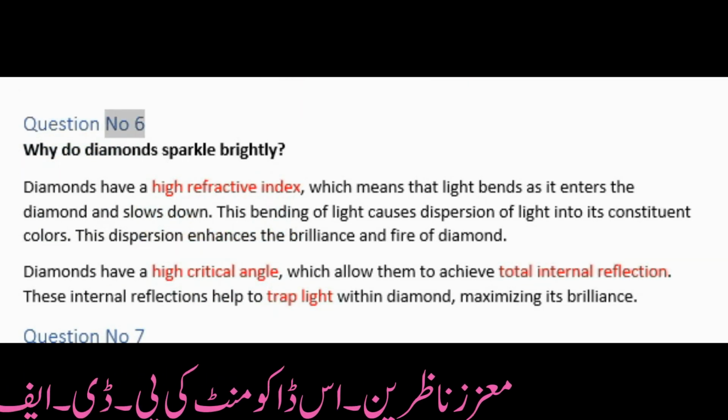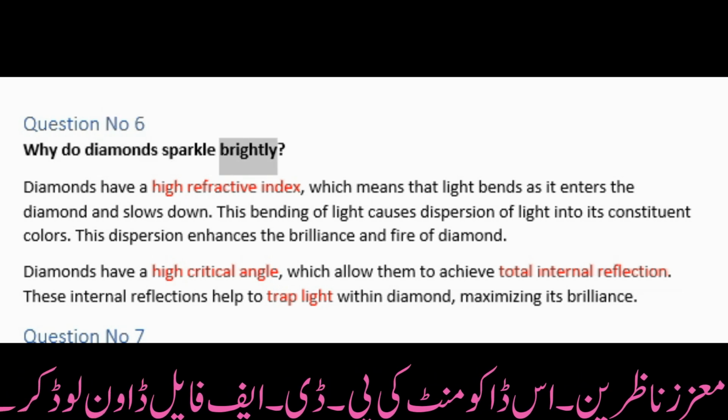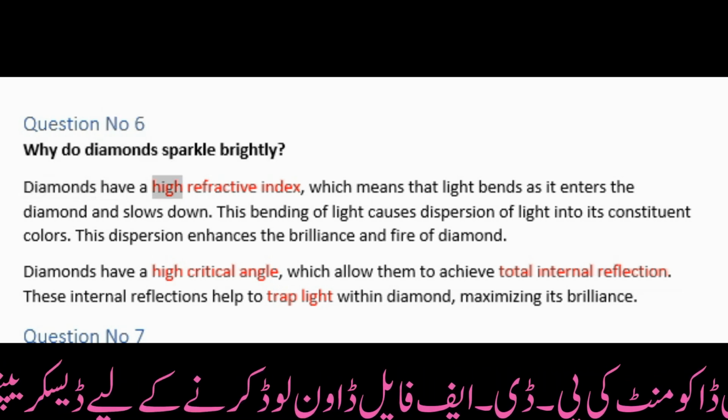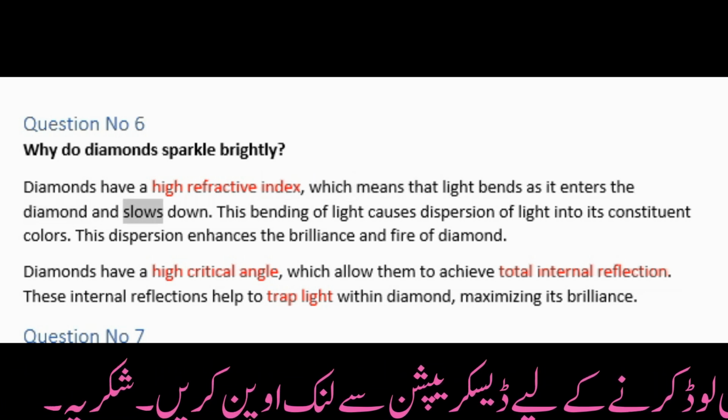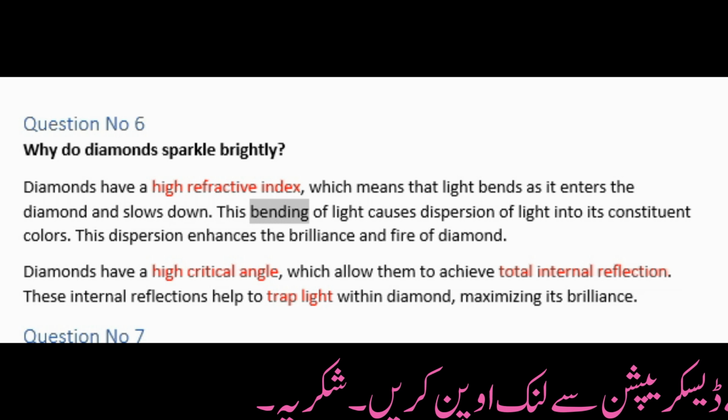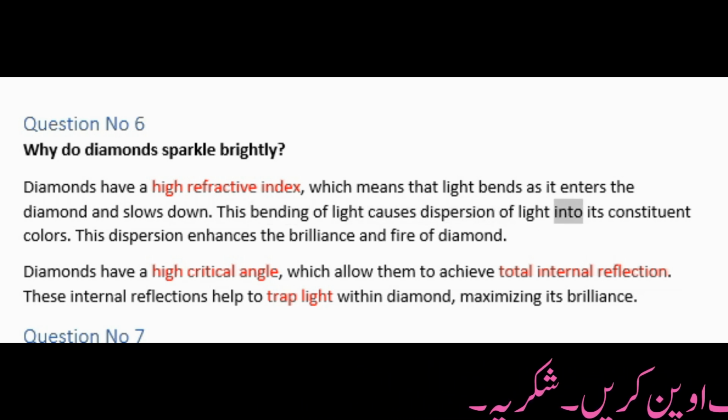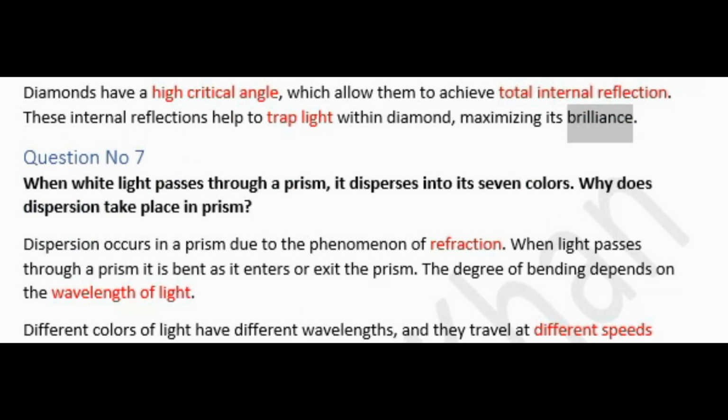Question number 6. Why do diamonds sparkle brightly? Diamonds have a high refractive index, which means that light bends as it enters the diamond and slows down. This bending of light causes dispersion of light into its constituent colors. This dispersion enhances the brilliance and fire of the diamond. Diamonds have a small critical angle, which allows them to achieve total internal reflection. These internal reflections help to trap light within the diamond, maximizing its brilliance.